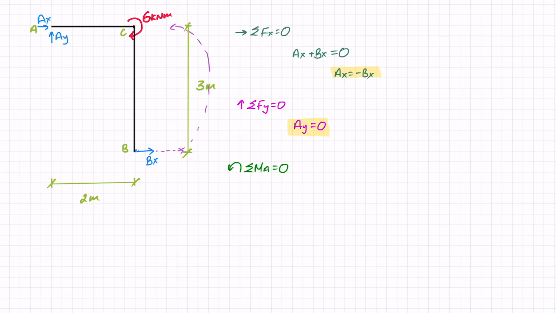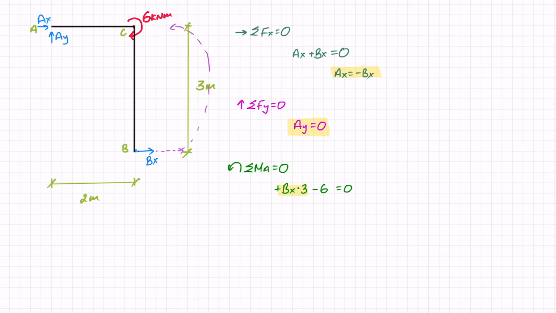The distance, since Bx is in the X direction, is the perpendicular distance, therefore the distance in Y, which is 3 meters. Let's start off by writing that down. So plus Bx times 3 meters. The only other thing we have here is that concentrated moment of 6. We already said that it was negative, and it's already a moment, so we don't need to multiply it by anything. And that's all we have here. So that equals 0.